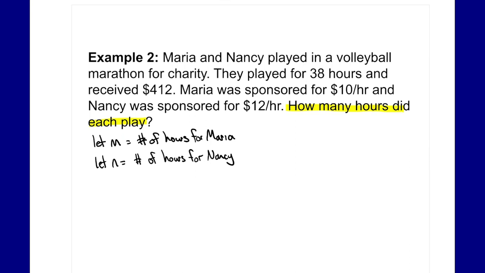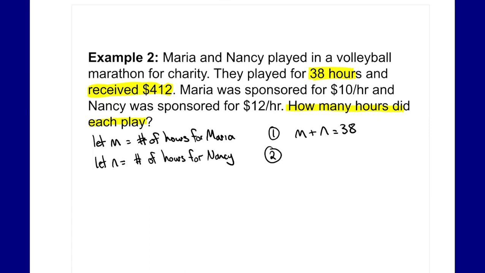Now the tricky part here with the word problems is we need to come up with 2 equations now. So equation 1 and equation 2. So we have to look back at the scenario because there are 2 different things that it's giving us. One is how much they played and the other is how much money they made, or raised. So those are the 2 things that we're going to come up with for our equations. So there is an easy one: the hours for Maria, m, plus the hours for Nancy, n, have to equal 38.